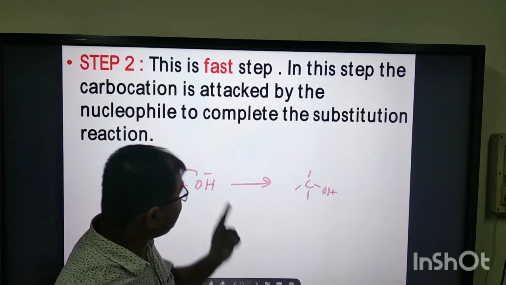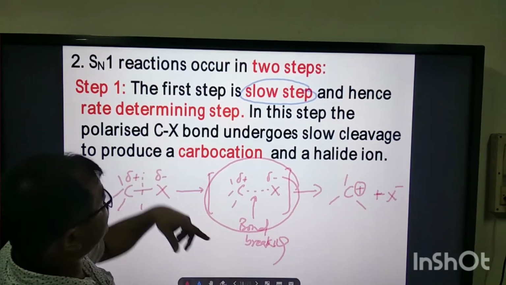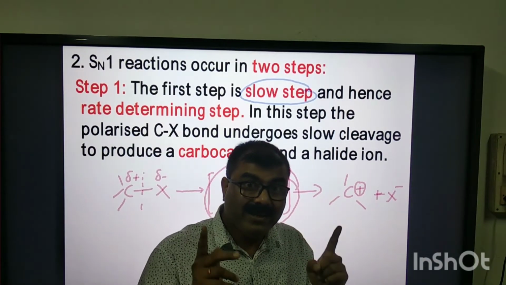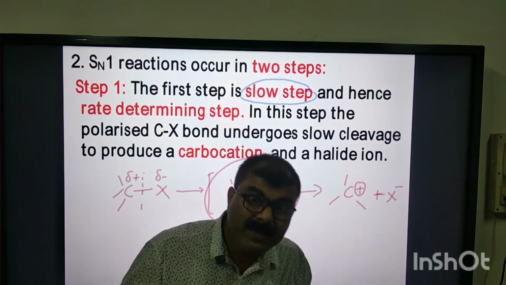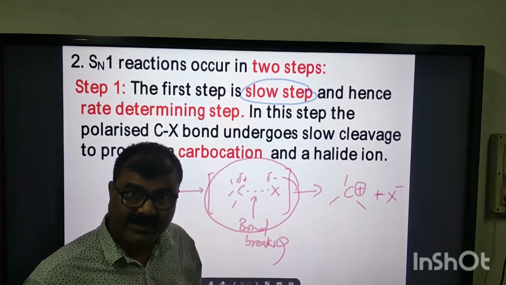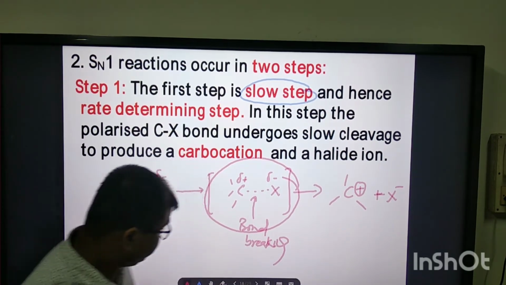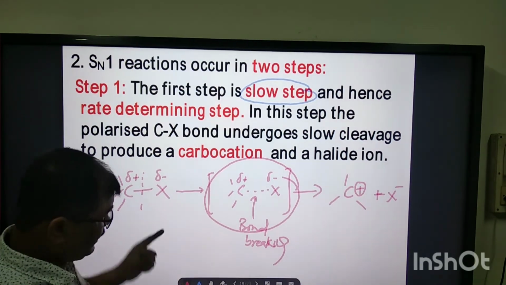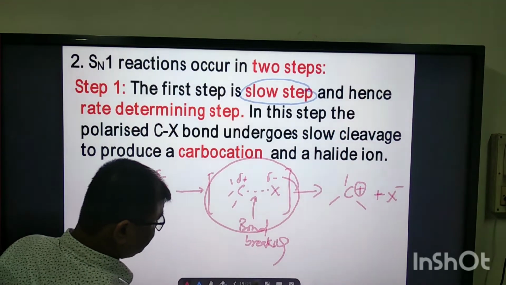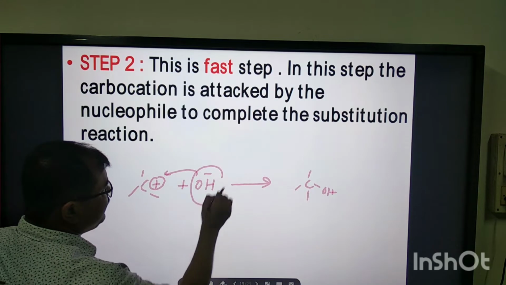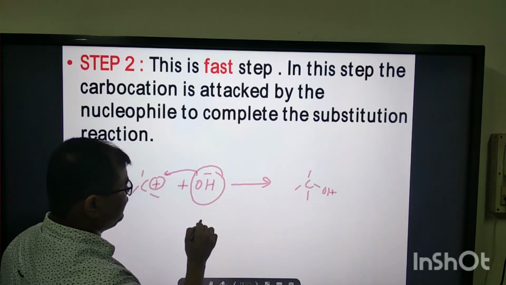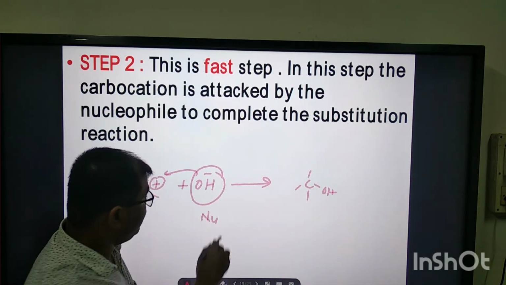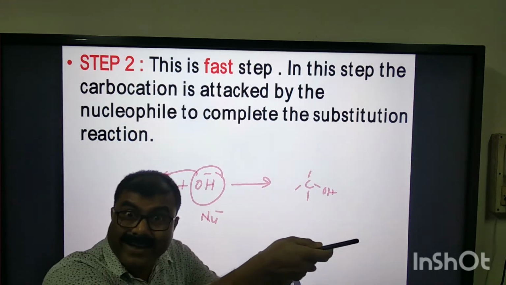Now, why is the first step, the slow step, called the rate determining step? Why is the second step not the rate determining step? Because the nucleophile is already ready. This is the nucleophile. The nucleophile is already ready to attack.